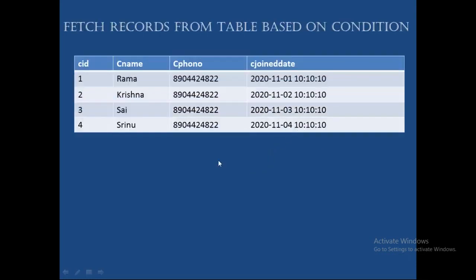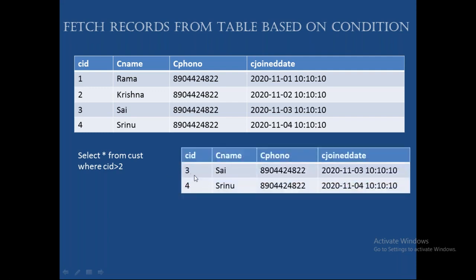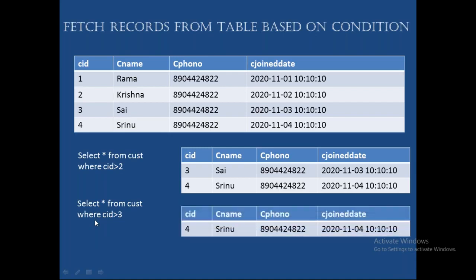Fetch records from the table based on a condition. Let's say I have the same table. I am writing some condition, something like this. Now tell me what records I will get when I run a query like this. 3, 4 will come. Very good, friends. I will get 3 and 4. Now in the same way, when I write something like this, what record will I get? 4. Okay, remember, I will get 4. When I write something like this, what record will I get?